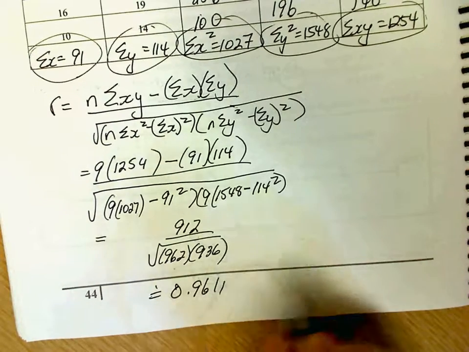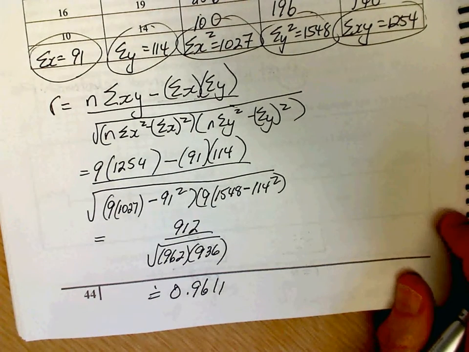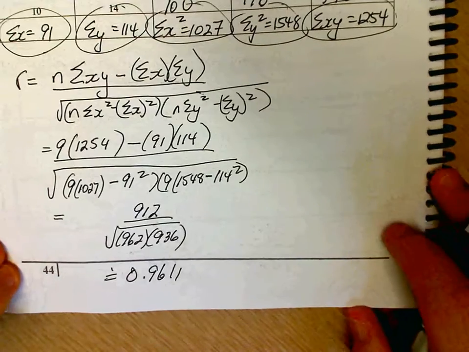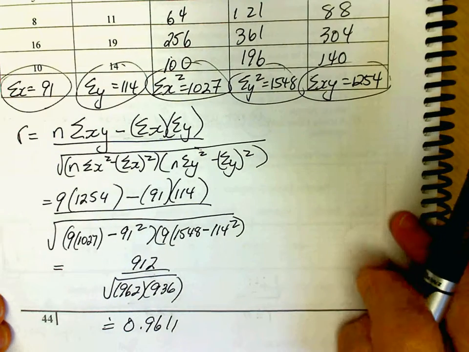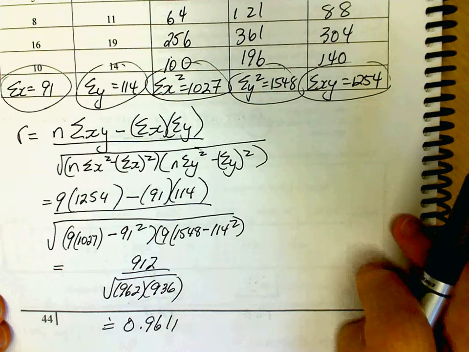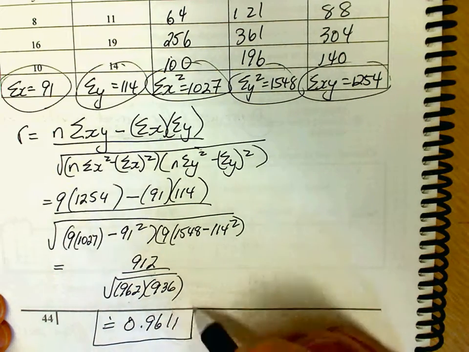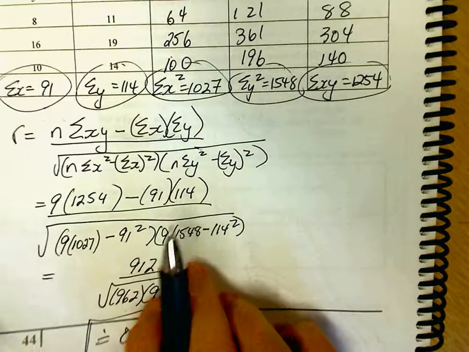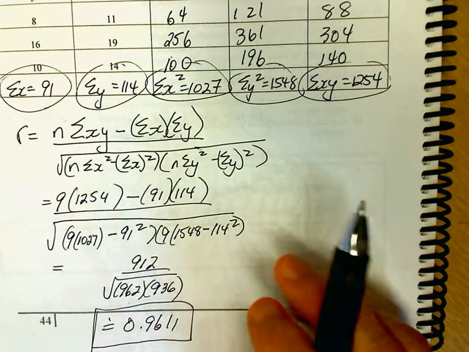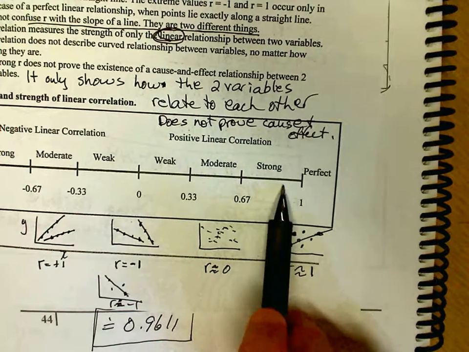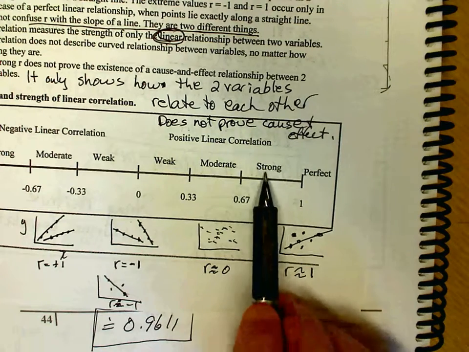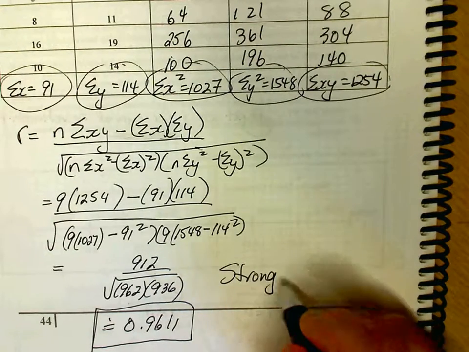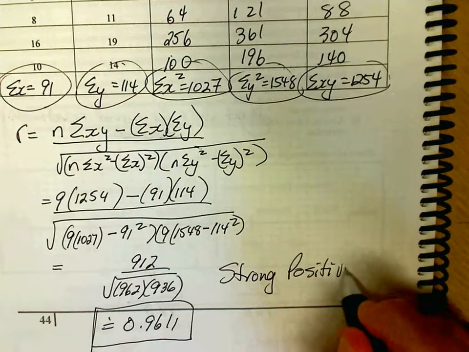So we just want to classify this. I kind of went through that quickly. It's just a number crunching exercise. However, we now got an R of 0.9611. If you were to take it to the chart, notice that 0.9611 falls there. So if you were to classify it, you would say it's a strong positive linear correlation.